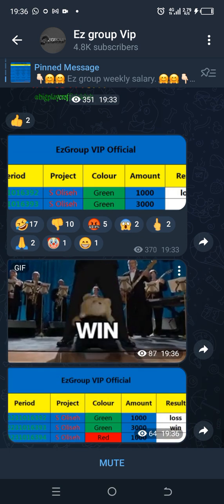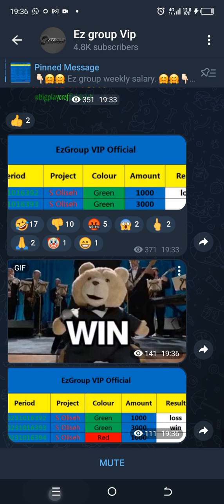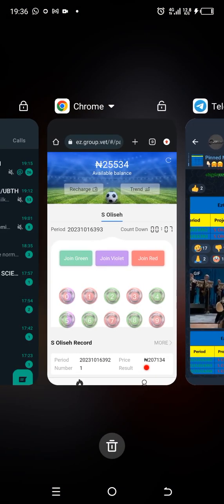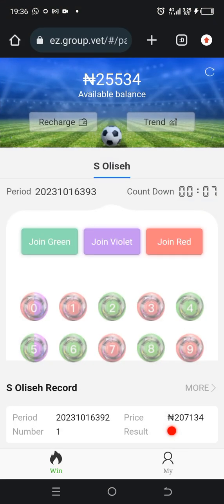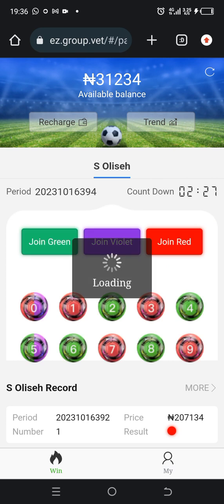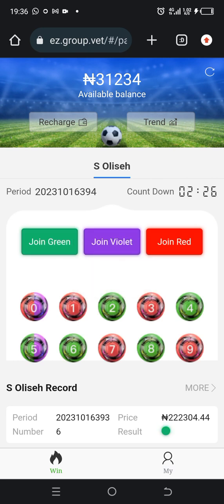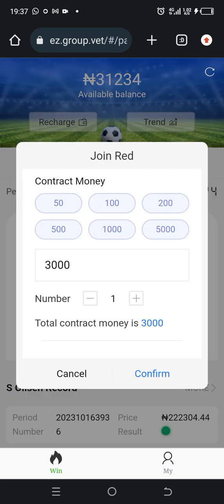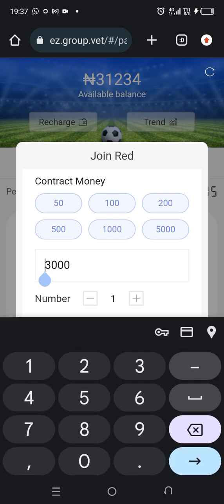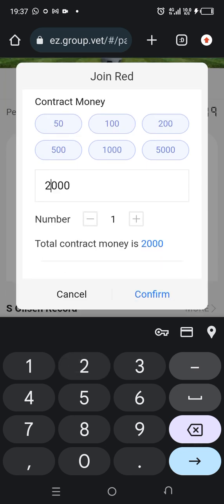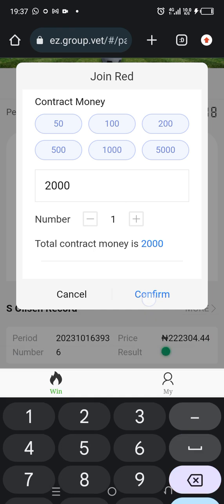So we go red this time around. Now it's 31,000. Ignore the background noise, okay? My daughter is crying. She's really disturbing. So instead of 3,000, we can go to 2,000 and click confirm. We are going to red, right? That's okay.